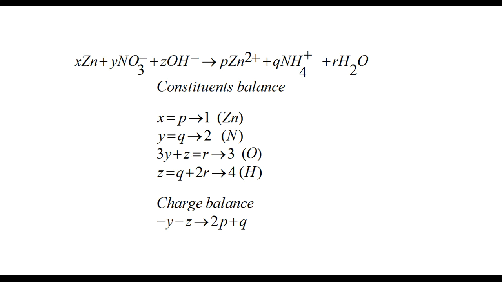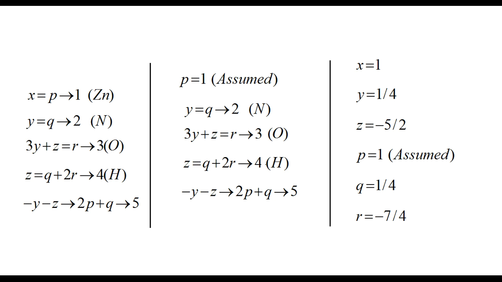Now next is the charge balance. We can see that the net charge over the LHS is minus y and minus z. So minus y minus z is the net charge over the LHS, and over the RHS the net charge is 2p + q. So the charge balance is minus y minus z equals 2p + q. Now again we are having 5 equations, but the number of unknown variables is 6. So we can drop out one variable by assigning it some arbitrary value. And remember that when we are assigning any arbitrary value, it must be some positive integer.